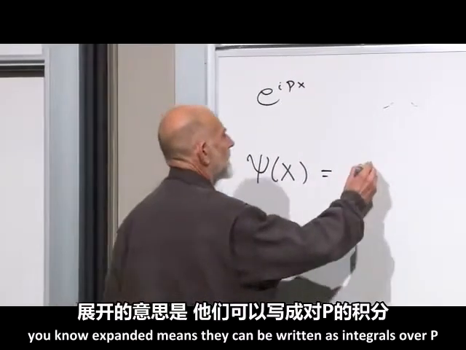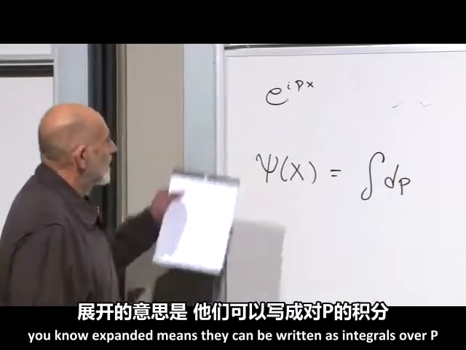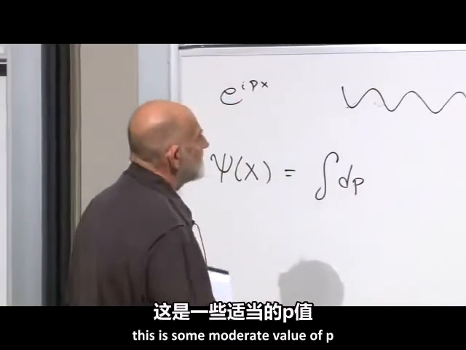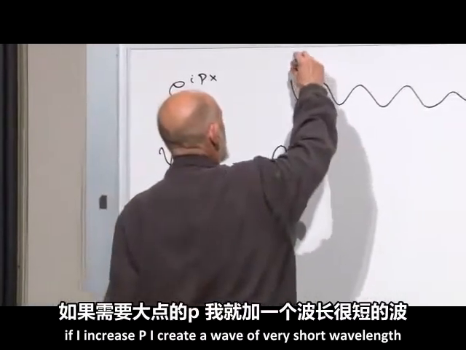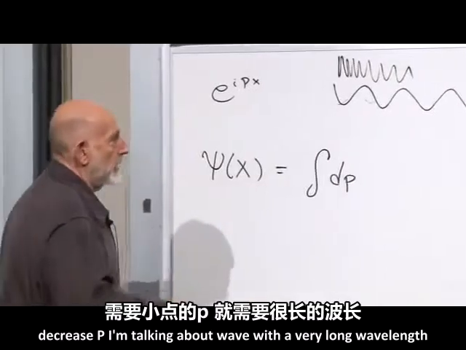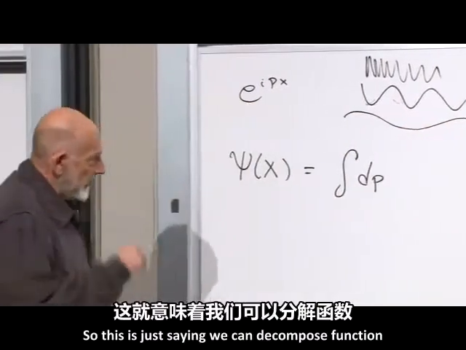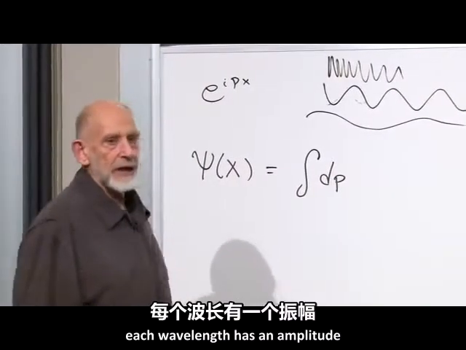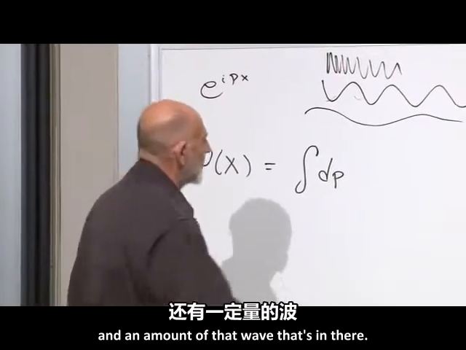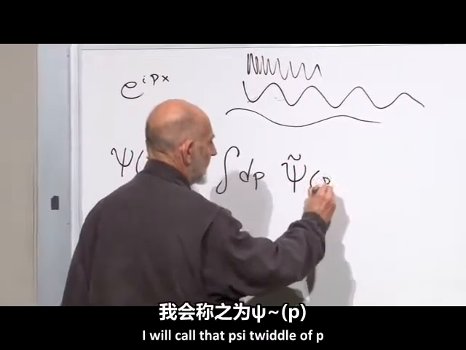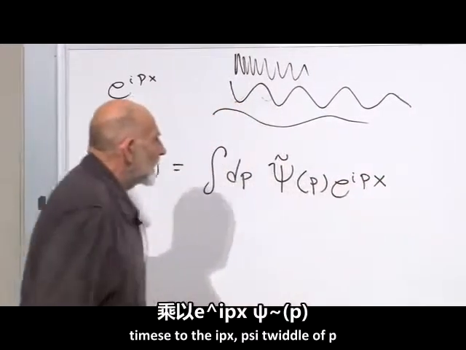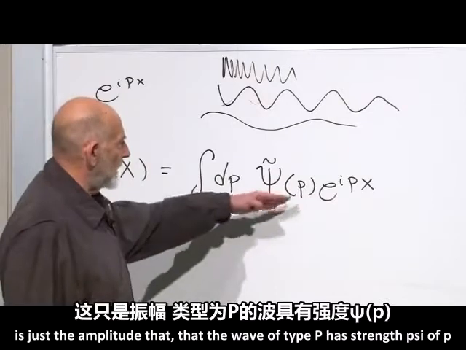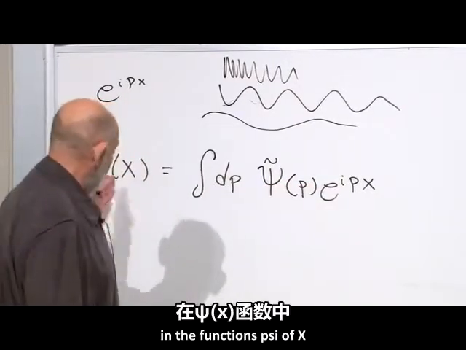Now, expanded means they can be written as integrals over p. What is p? p tells you how fast the wave oscillates. This is some moderate value of p. If I increase p, I create a wave with a very short wavelength. Decrease p, I'm talking about a wave with a very long wavelength. So this is just saying we can decompose a function into waves of different wavelengths. Each wavelength has an amplitude, an amount of that wave that's in there, and we'll call that psi twiddle of p times e to the ipx. Psi twiddle of p is just the amplitude that the wave of type p has in the function psi of x.